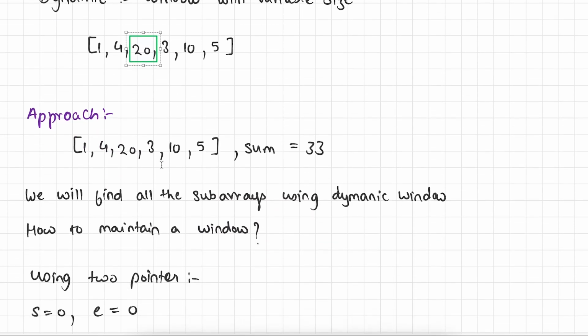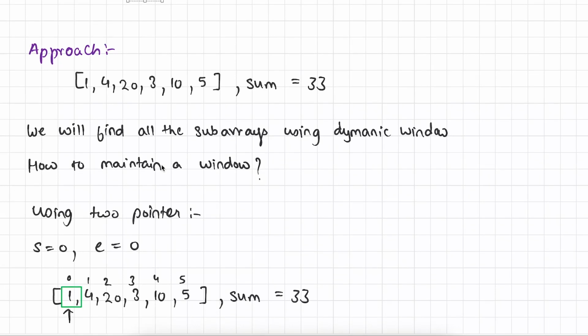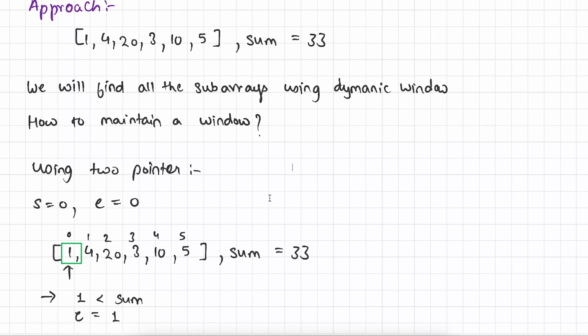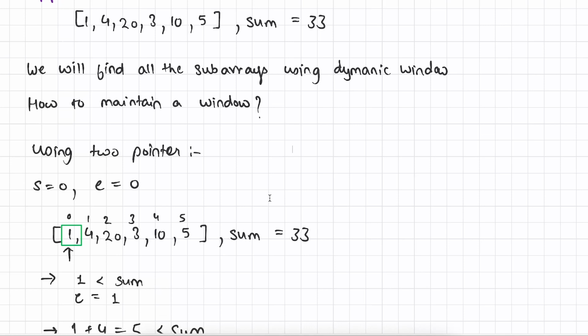Moving forward. So far we saw the brute force approach to solve this problem, and we understood what is meant by dynamic sliding window. Now let's use the dynamic sliding window technique to solve this problem. We are given an array and a sum, and our task is to find the subarrays using a dynamic window. So how do we maintain the window? We simply use two pointers, S and E. S stands for starting and E stands for ending. We use these two pointers to maintain the window size.